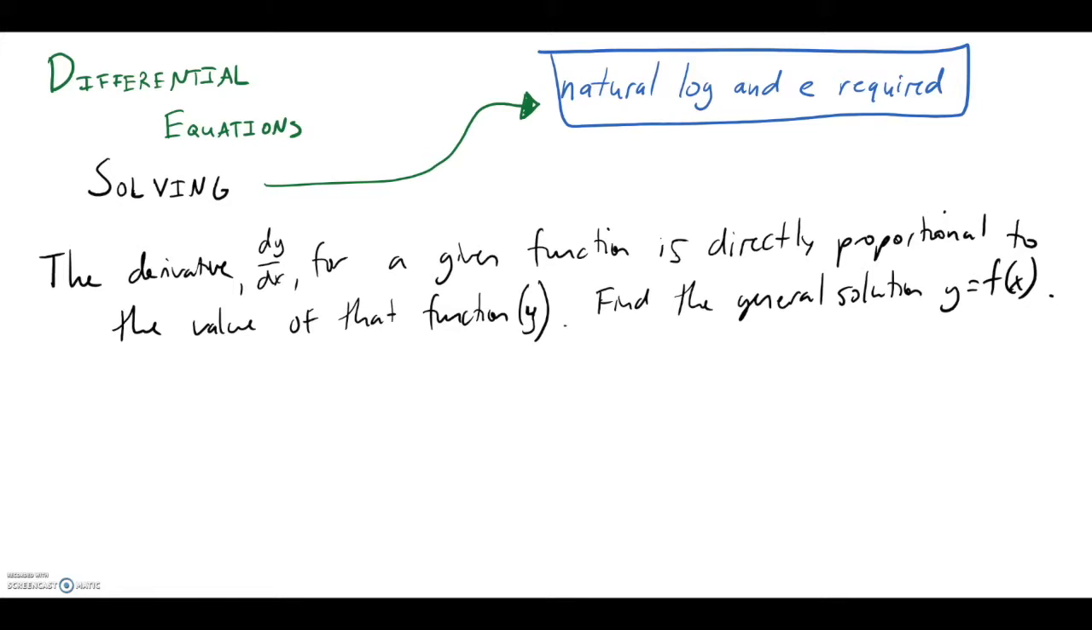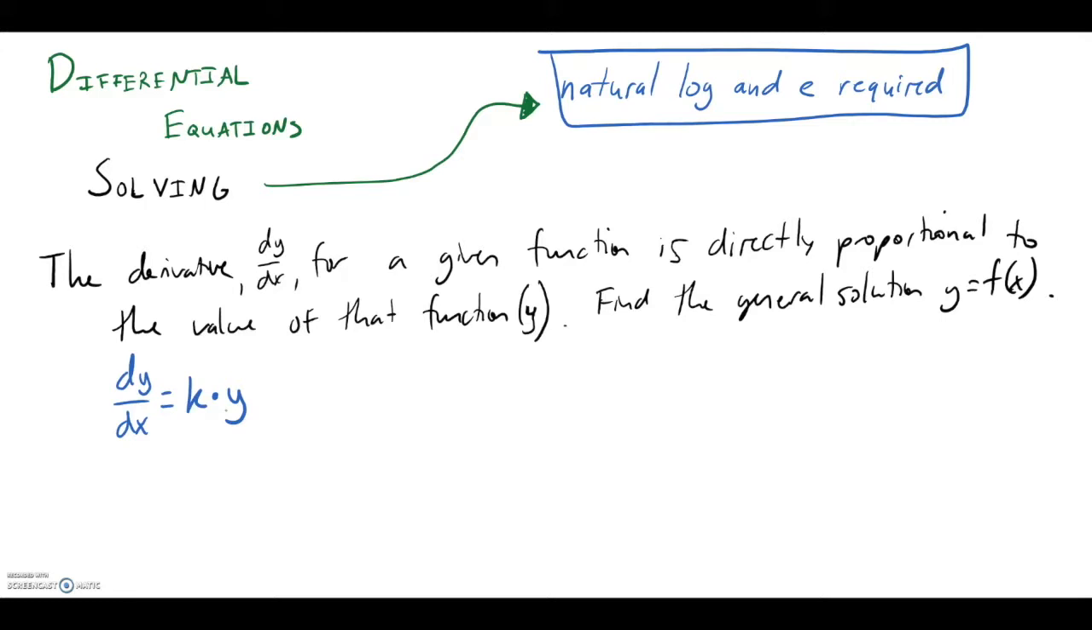The derivative dy over dx for a given function is directly proportional to the value of that function, and our goal is going to be to find the general solution y equals f of x to this differential equation. Now that wording might not be something we see every single time, but the wording is very particular to one type of function. When I say that the derivative dy over dx is directly proportional to, that means that it is equal to some constant times the value for my function.